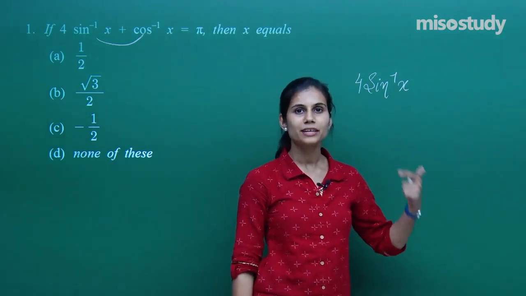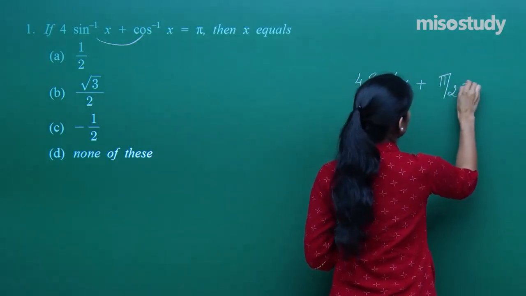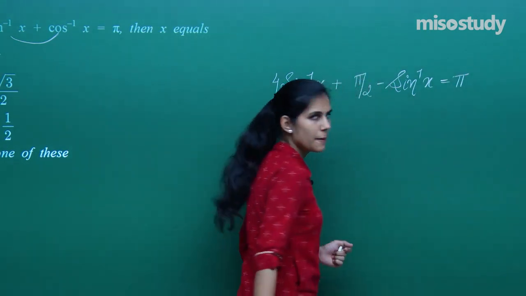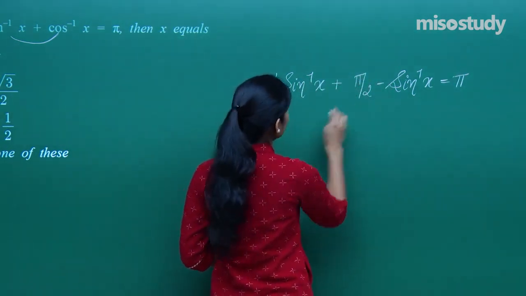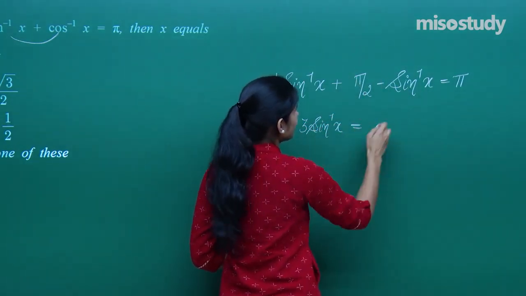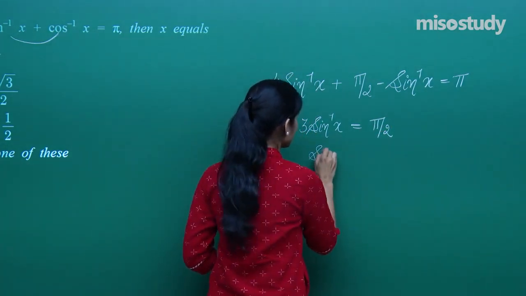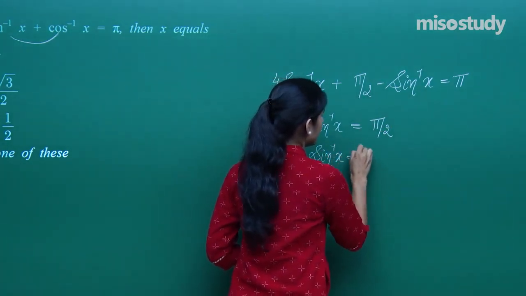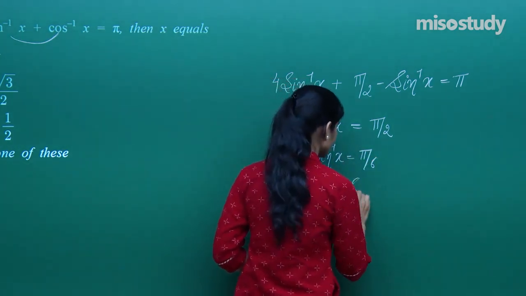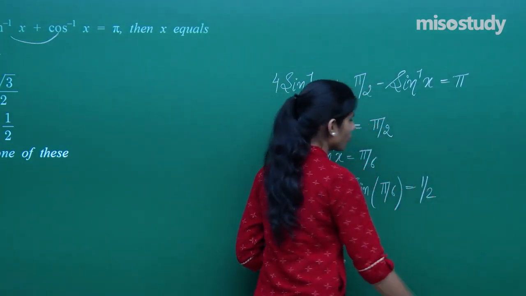that sine inverse x plus cos inverse x is pi by 2. So cos inverse x is pi by 2 minus sine inverse x. So this is pi by 2 minus sine inverse x, and this is given to be pi. Now 4 sine inverse x minus sine inverse x gives you 3 sine inverse x, and pi minus pi by 2 gives you pi by 2, right? So sine inverse x becomes what? Pi by 6, and x becomes sine of pi by 6, which is 1 by 2.